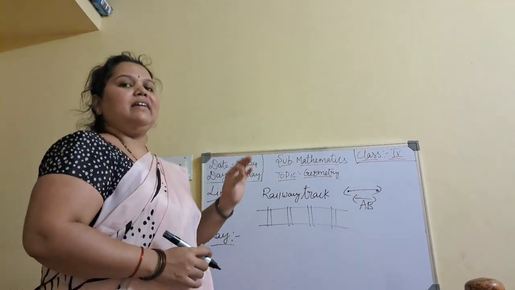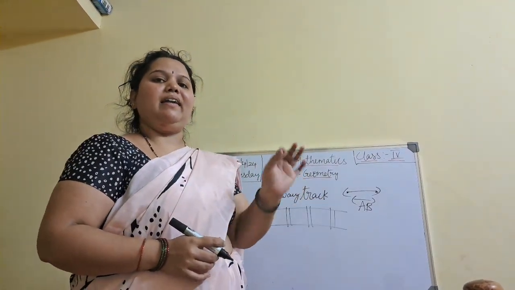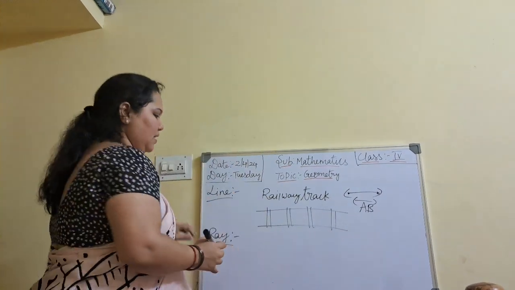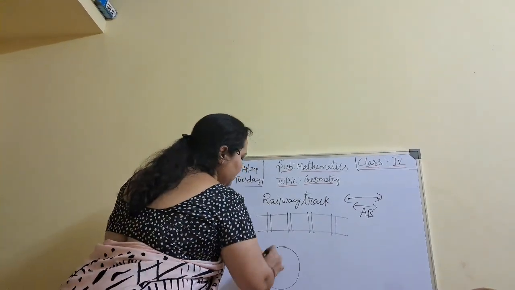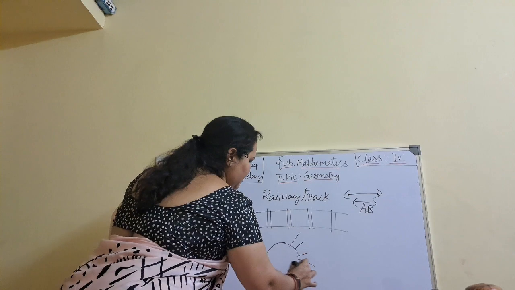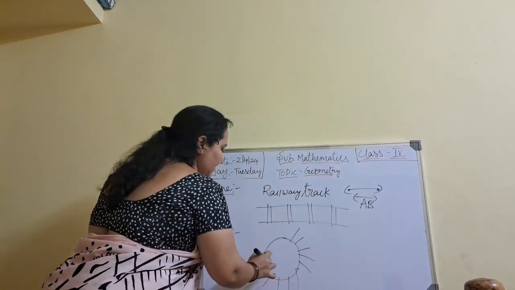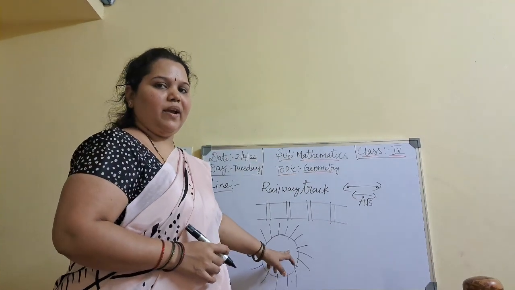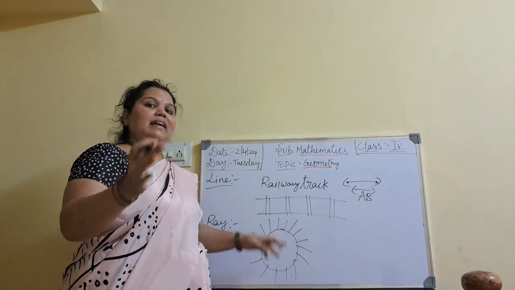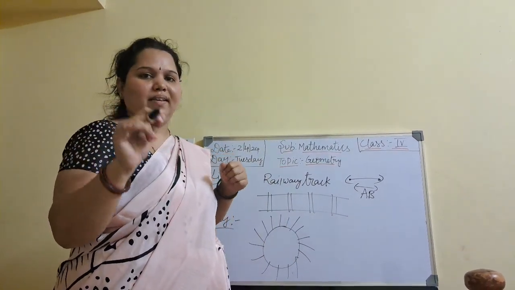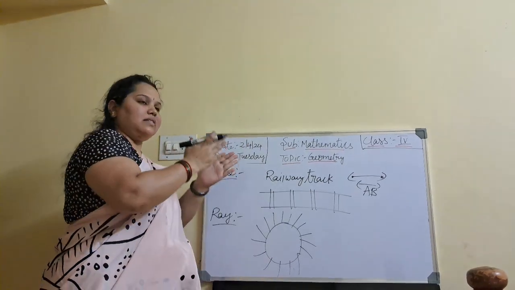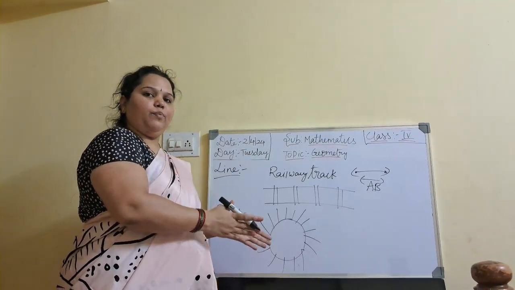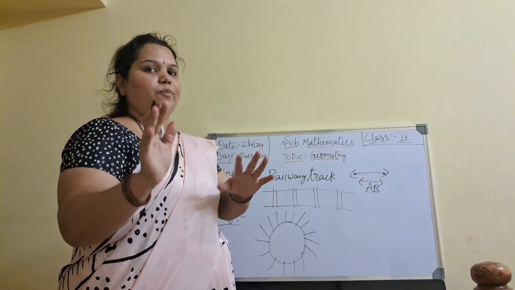A ray has a starting point and doesn't have an end point. See, for example, we can say the sun, isn't it? The sun is a starting point and sunshine doesn't have end points, isn't it? A ray has a starting point but doesn't have end points.